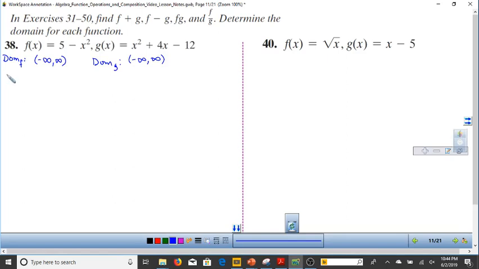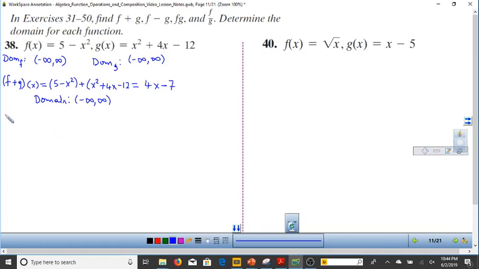So let's now do the first question. F plus g of x is simply adding the pieces together. 5 minus x squared plus x squared plus 4x minus 12. We add those together. Negative x squared plus x squared is 0. And then you'll end up with 4x, and then 5 minus 12 is negative 7. So then the domain, since the original domains were all real numbers, the domain of the combination will also be all real numbers because we look at where the two regions intersect. And that's that.